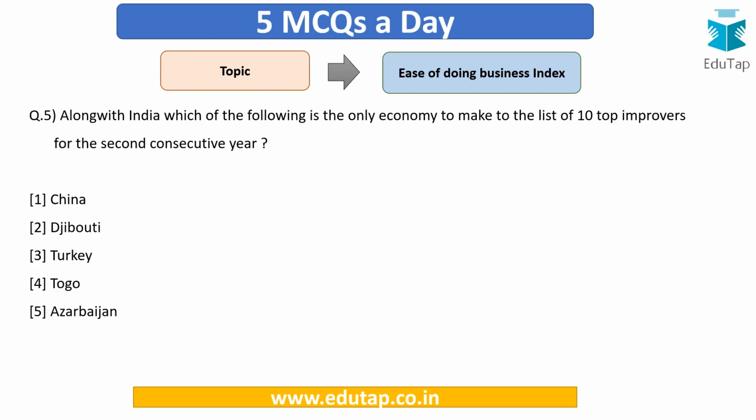So our last question from this lecture is, along with India, which of the following is the only economy to make it to the list of 10 top improvers for the 2nd consecutive year? Again, an important question. It tells us that India has been included in the list of top 10 improvers for the 2nd time, and you have to identify which of the following nations is accompanying India in this list for the 2nd consecutive year. Is it China? Is it Djibouti, Turkey, Togo, or Azerbaijan?